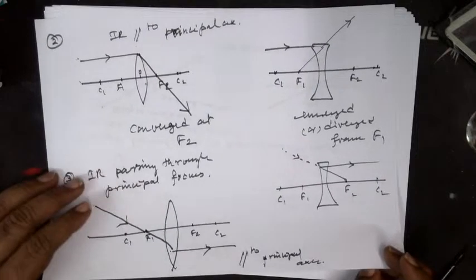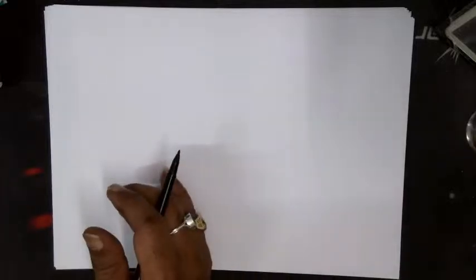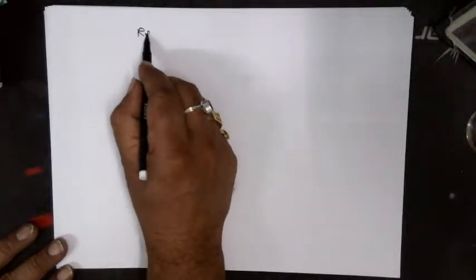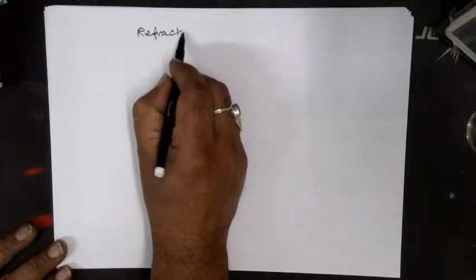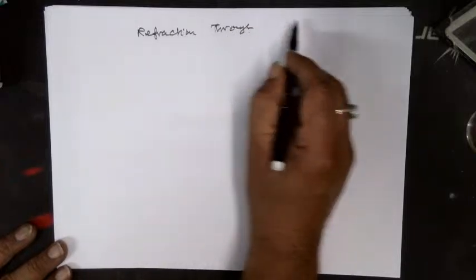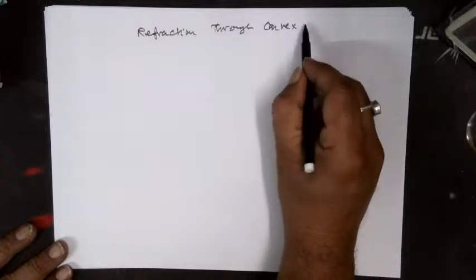Now let us discuss the images formed when the objects are placed at different positions on the left hand side. Refraction through a convex lens. We'll see various ray diagrams.